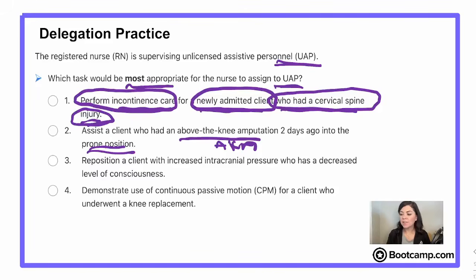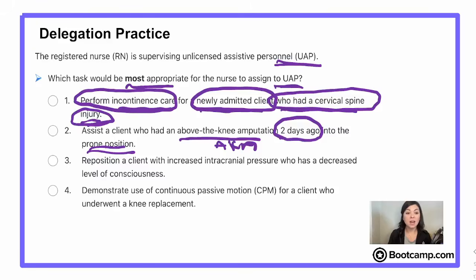So we once again have a client with an above-the-knee amputation, but the key here is it was 2 days ago. First off, I want to know, does anybody know why we would put a client that just had an above-the-knee amputation in the prone position? That's just a bonus question. Does anybody remember why? It's a hard one, I guess. It's a challenging question.